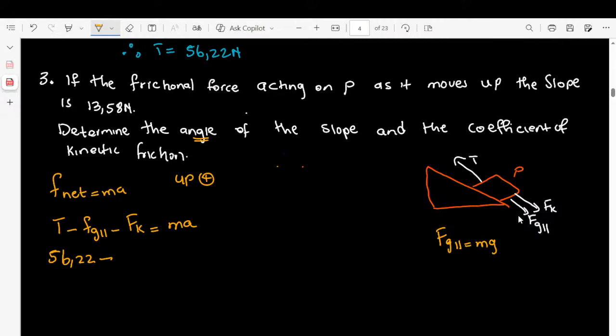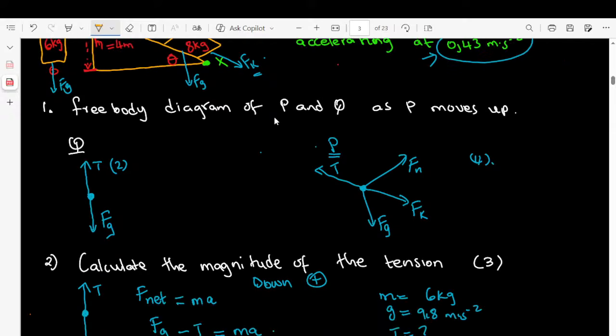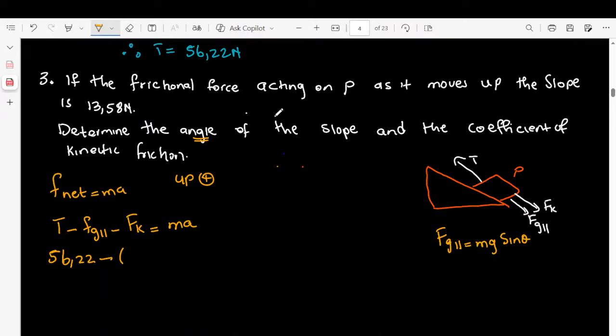I think everyone in this lesson still remembers that F_g parallel is equal to what? Mass times the gravitational force. It's mg sine theta. Please always remember that. What is my mass? Look at the mass for P. It was given as 8 kg. So I'm just going to write 8 kg here.